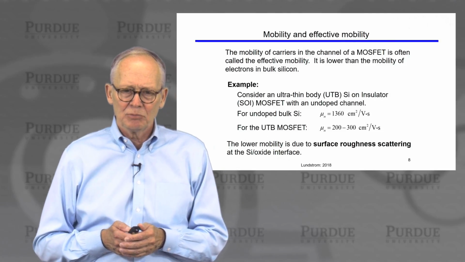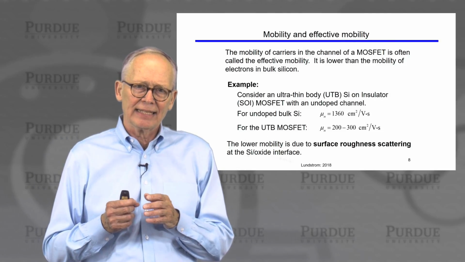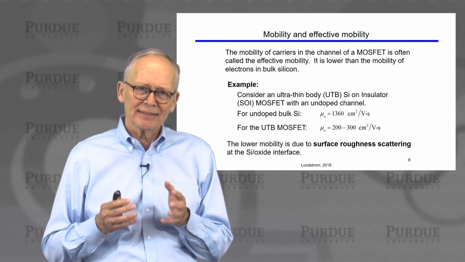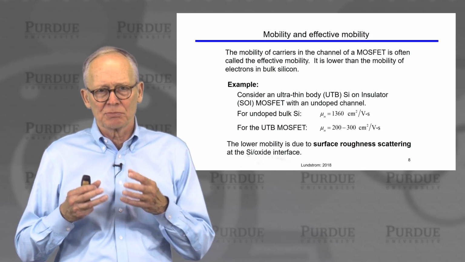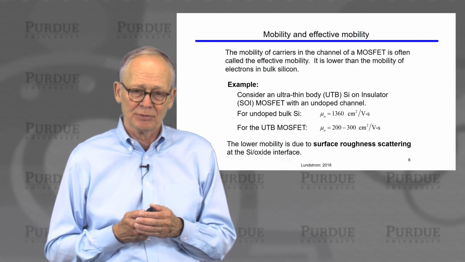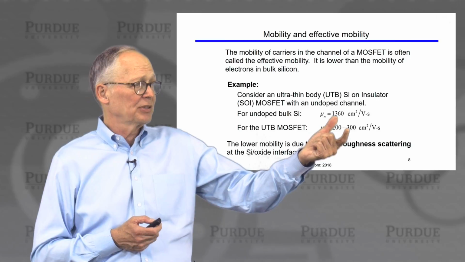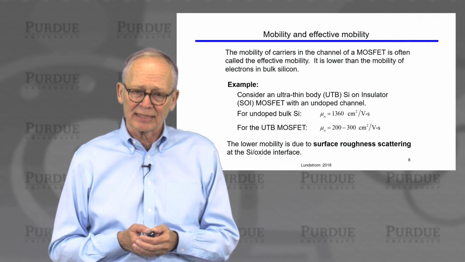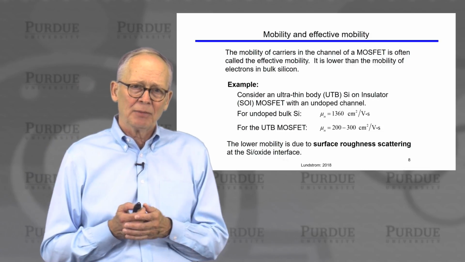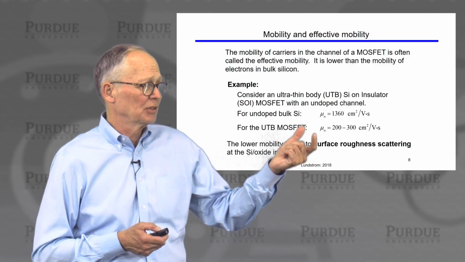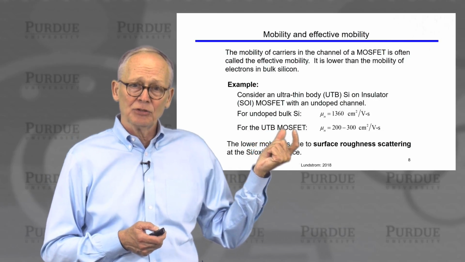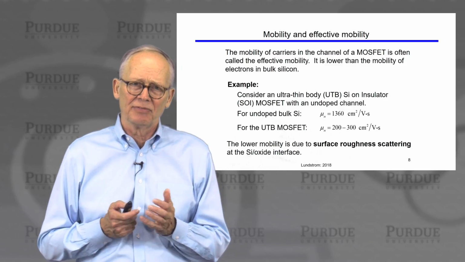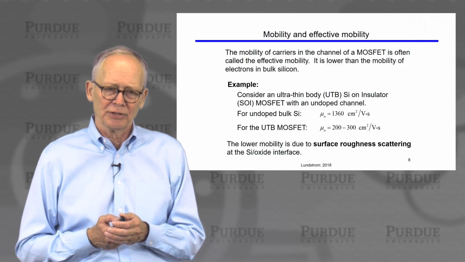The mobility of electrons in a MOSFET is sometimes called an effective mobility. It's not the same as the mobility you would measure in a large bulk chunk of silicon, for example. Pure undoped silicon might have a mobility of 1,360 centimeters squared per volt second. If we were to make a MOSFET, and we can make them in certain particular ways out of undoped silicon, we would not find a mobility of 1,360. It would be far lower, closer to 200 or 300.